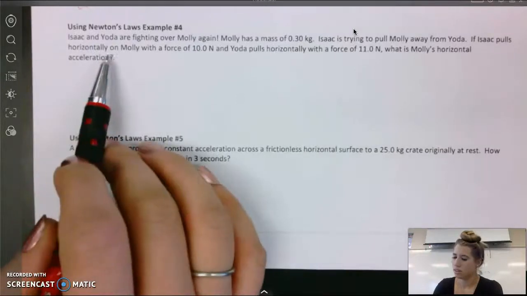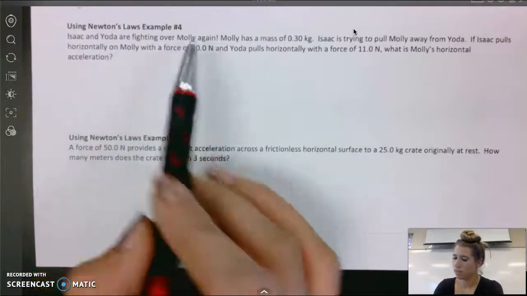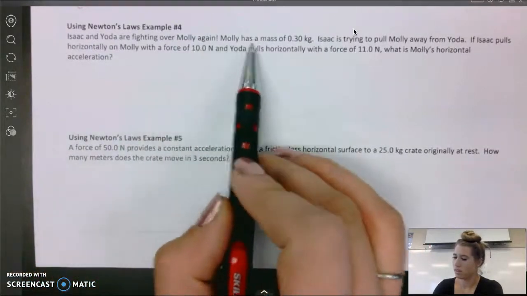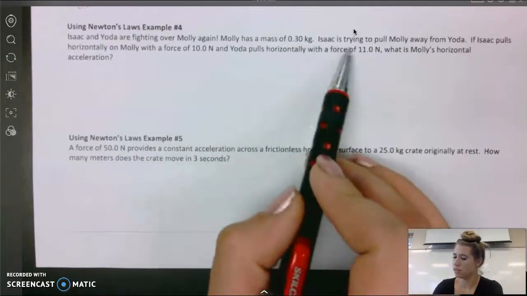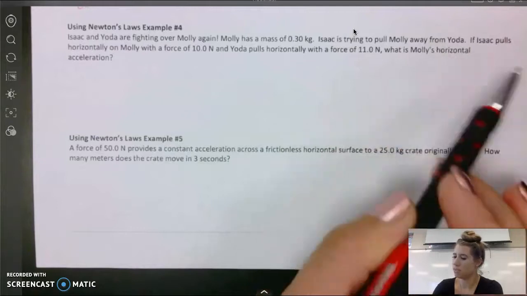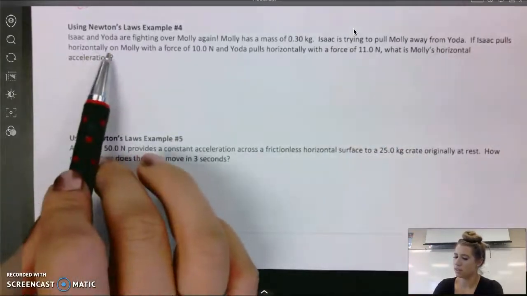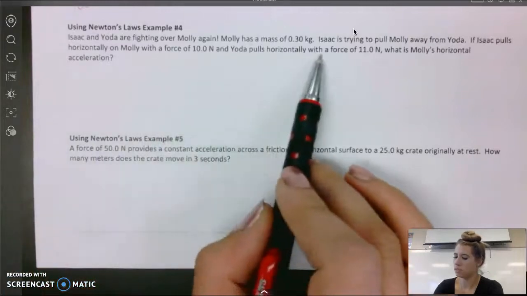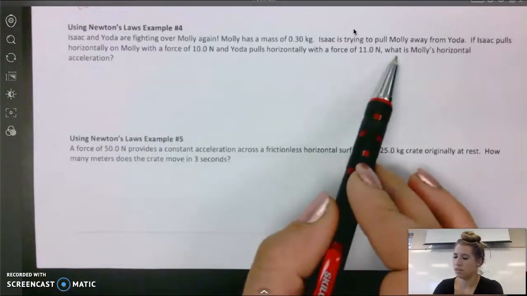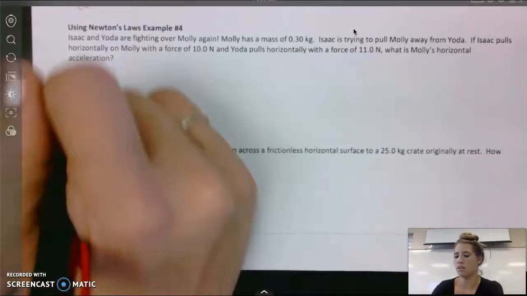So Isaac and Yoda are fighting over Molly again. Molly has a mass of 0.30 kilogram. Isaac is trying to pull Molly away from Yoda. If Isaac pulls horizontally on Molly with a force of 10 newtons and Yoda pulls horizontally with a force of 11 newtons, what is Molly's horizontal acceleration?